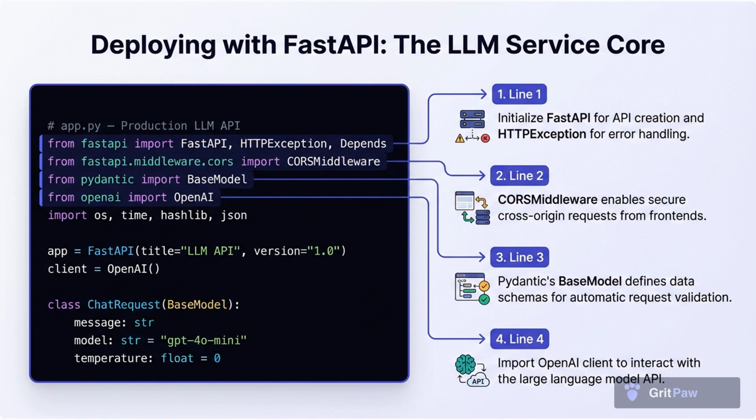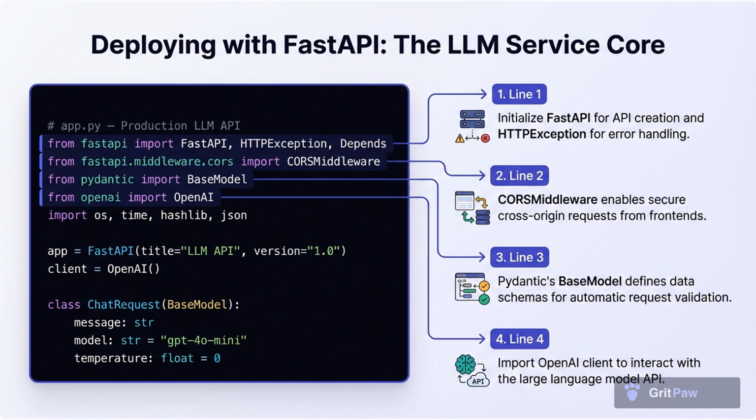security and utility functions. Line 2 brings in CORS middleware, essential for enabling cross-origin resource sharing, allowing our front-end applications to interact with this API securely from different domains. This is a common requirement in modern web architectures. Line 3 imports BaseModel from Pydantic, which we will use to define clear, validated request and response data structures, ensuring type safety and automatic data validation for incoming payloads.